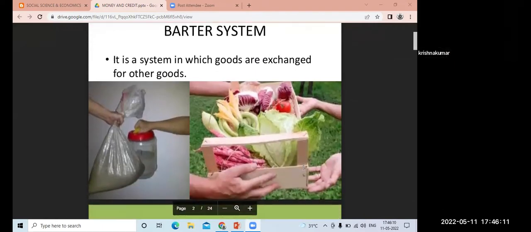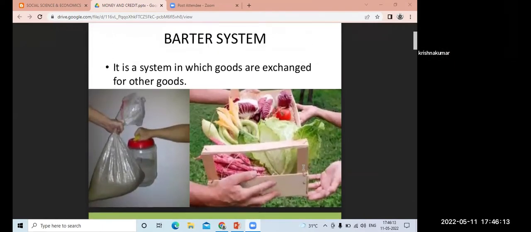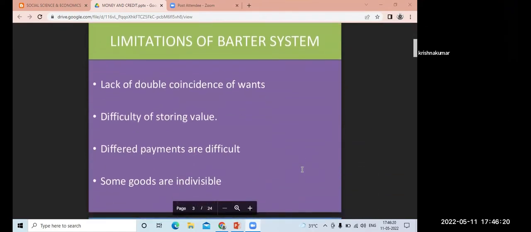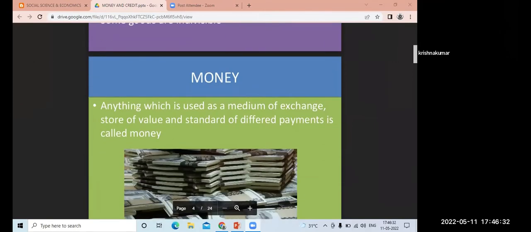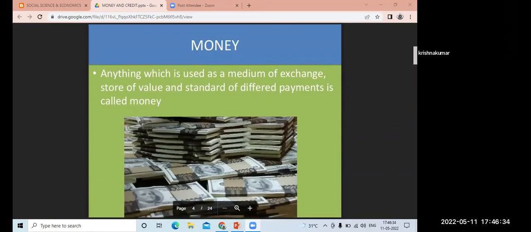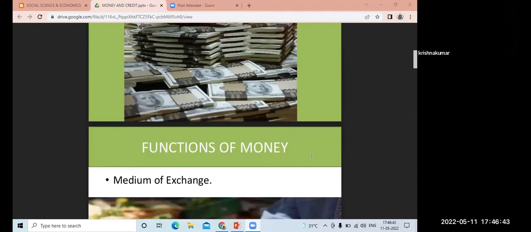See, barter system, a system in which goods are exchanged for other goods. Commodity economy. Limitations of barter system: lack of double coincidence of wants, difficulty of storing value, deferred payments are difficult, and some goods are indivisible. Money, anything which is used as a medium of exchange, store of value, measure of value and standard of deferred payments is called the money.